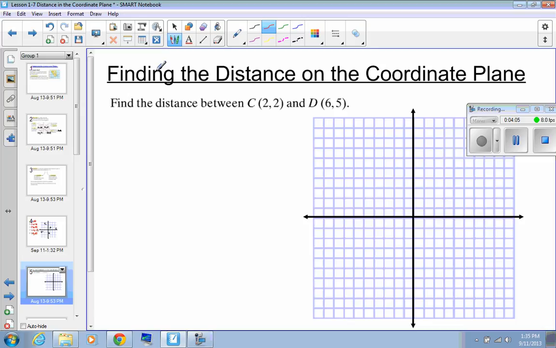So now we're going to practice using what we know about the coordinate planes and how to plot to find the distance on the coordinate plane. So let's first plot points C and D, and notice we always plot in capital letters. So C is at 2, 2, so I'm going 1, 2, up 1, 2, put a point C, and D is at 6, 5. 1, 2, 3, 4, 5, 6. 1, 2, 3, 4, 5. We're going to draw a line between C and point D.